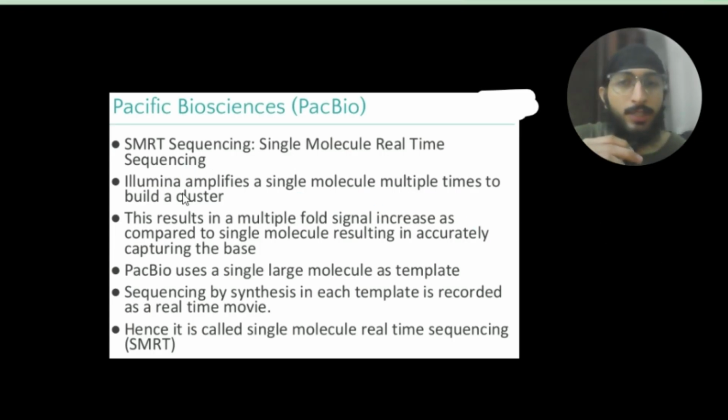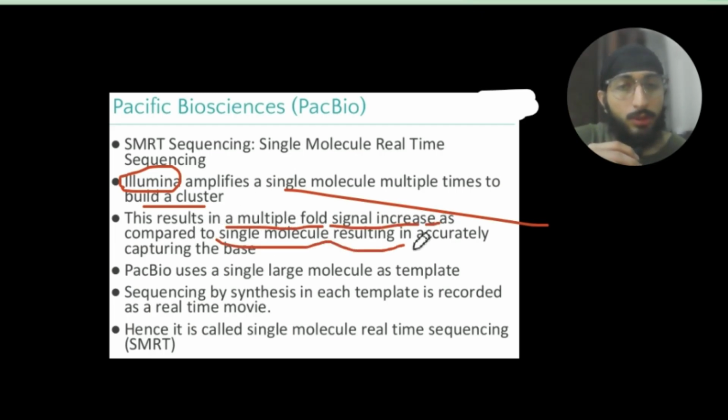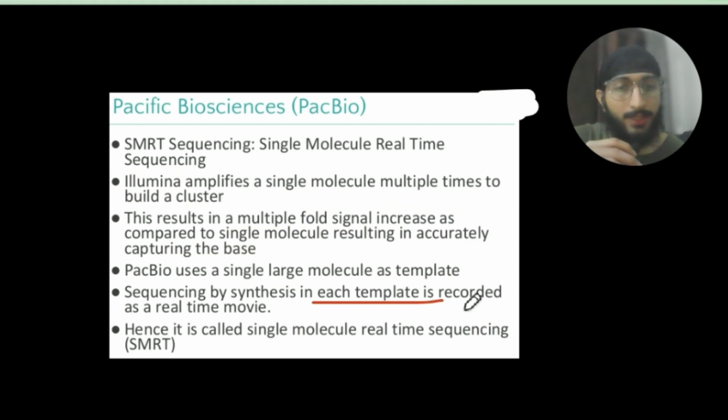Illumina amplifies a single molecule multiple times to build a cluster. Illumina we discussed in the last video. This results in a multiple-fold signal increase as compared to a single molecule, resulting in accurately capturing the base. So PacBio uses a single large molecule as a template. Sequencing by synthesis in each template is recorded as a real-time movie. Hence, it is called single molecule real-time sequencing (SMRT).